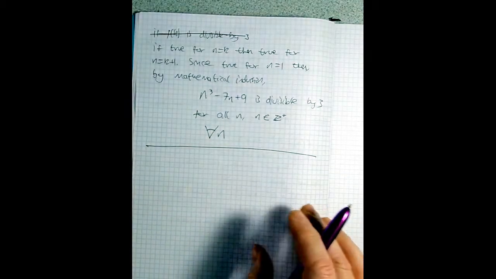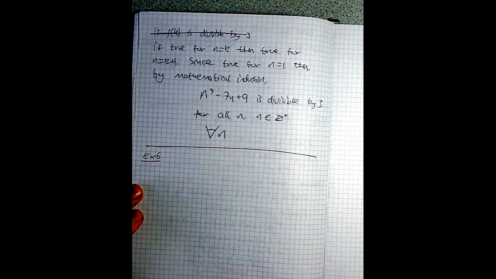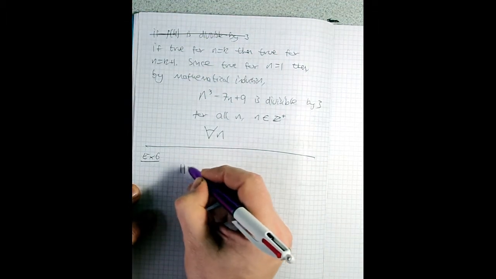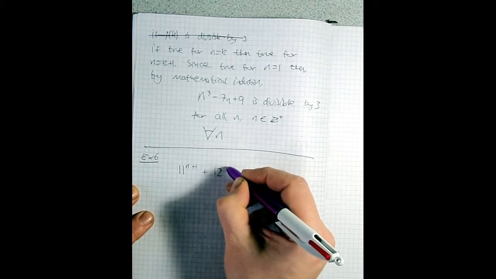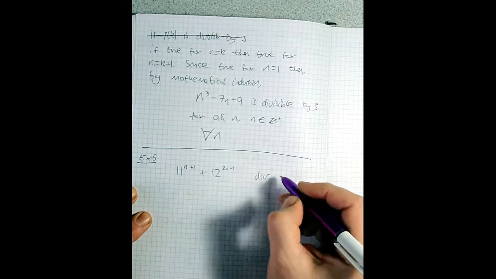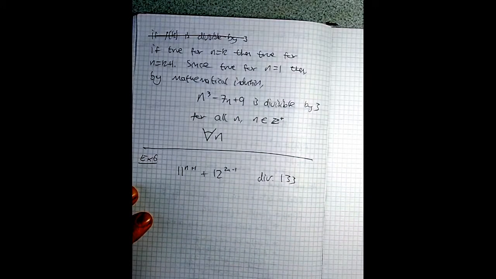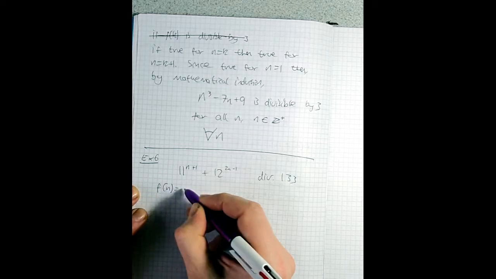Okay, same strategy for example 6 with one extra twist. Let's go through it. 11 to the n plus 1 plus 12 to the 2n minus 1 divisible by 133. So same dance again. Set up my function.